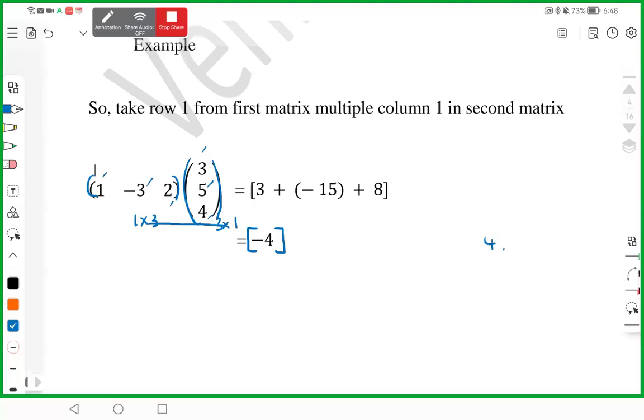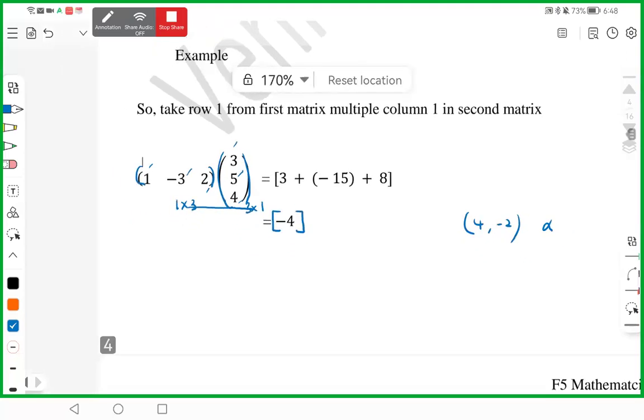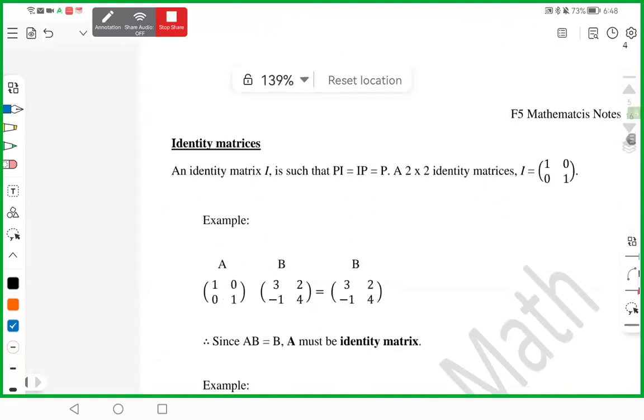So if you write just 4, -2, it is wrong. Must insert the bracket. Okay, same thing here. So insert the bracket. Okay, one last for today.